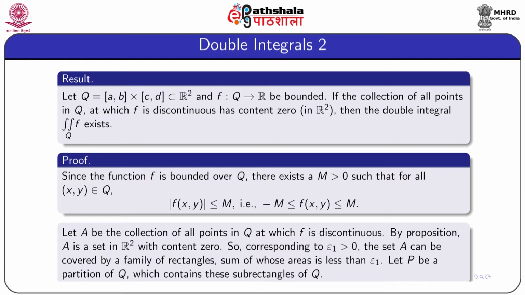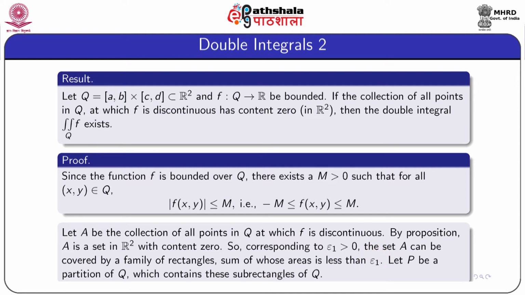Since the function f is bounded over Q, there exists a real number M greater than 0 such that for all (x, y) in Q, modulus of f(x, y) is always lesser or equal to M. Let A be the collection of all points in Q at which f is discontinuous. By proposition, A is a set in R2 with content 0. So, corresponding to epsilon 1 greater than 0, the set A can be covered by a family of rectangles, sum of whose areas is less than epsilon 1.